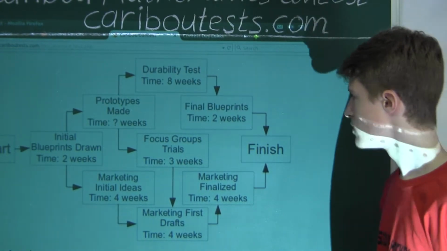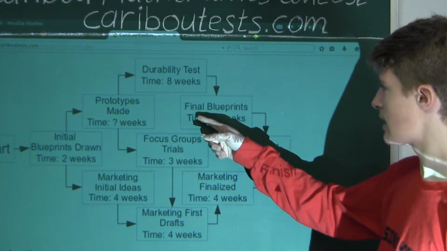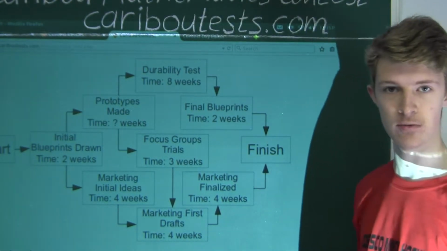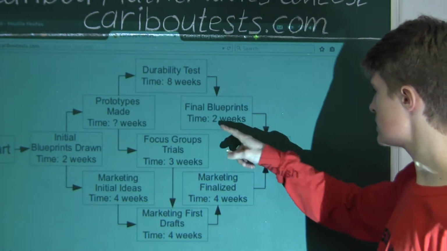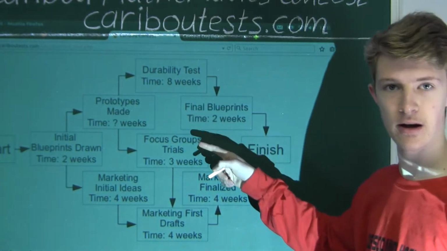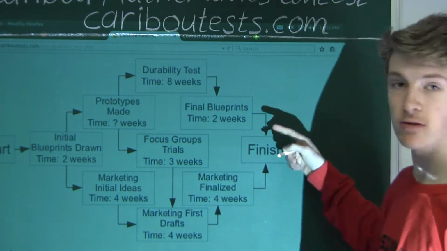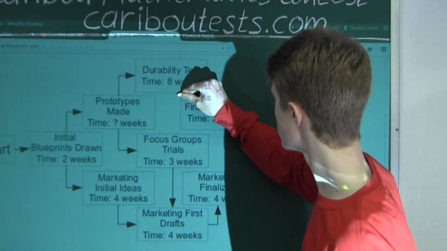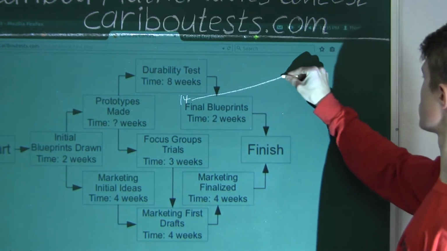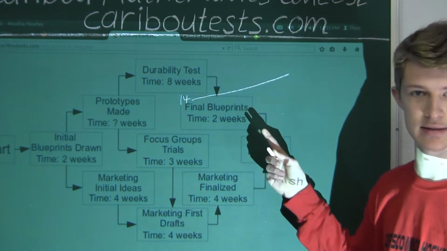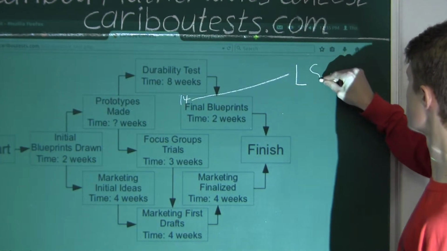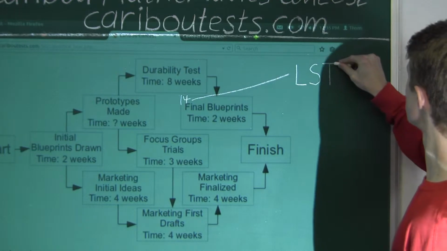Now, the latest time that this final step, final blueprints, can start at is 14 weeks, because 16 minus 2 weeks is 14. So therefore, we will write that in the top left corner, and that is the latest start time. And we will call this LST for latest start time.